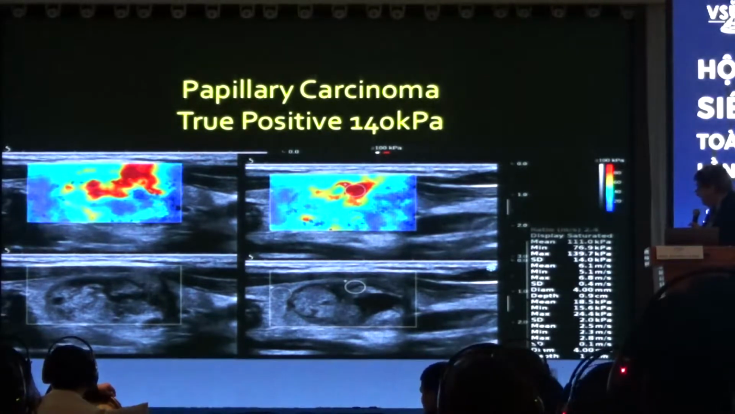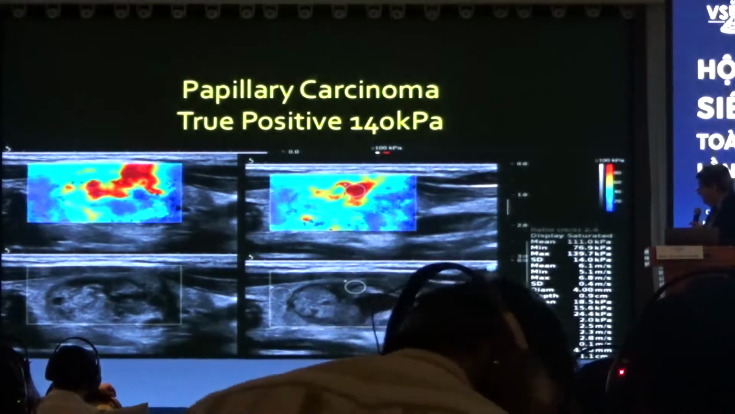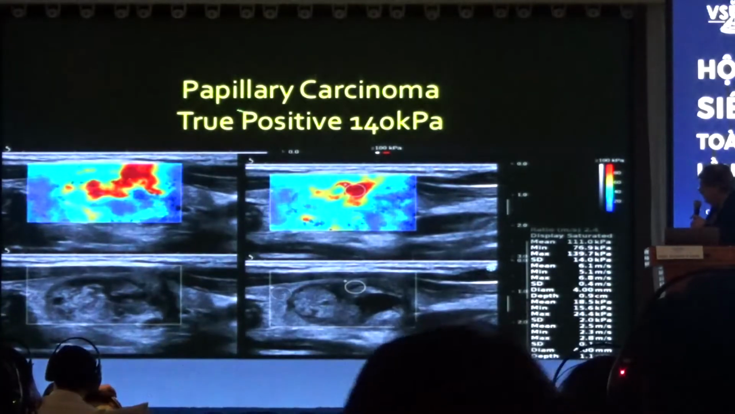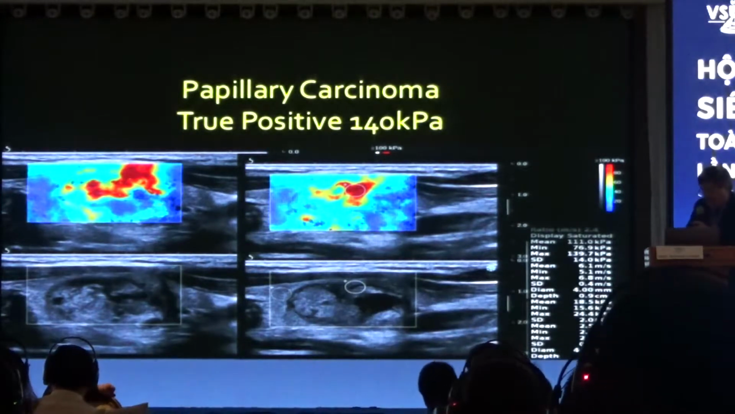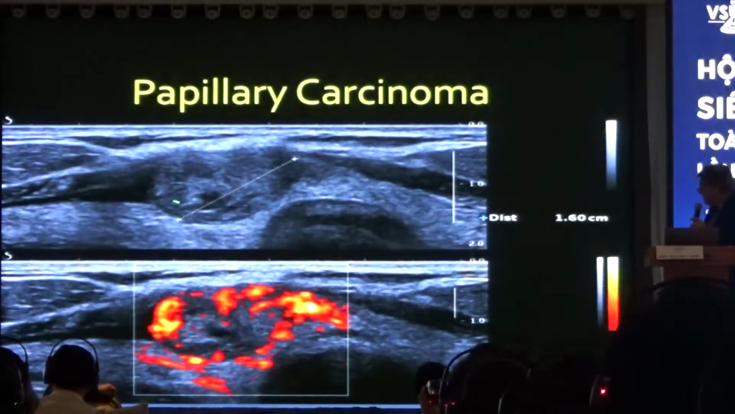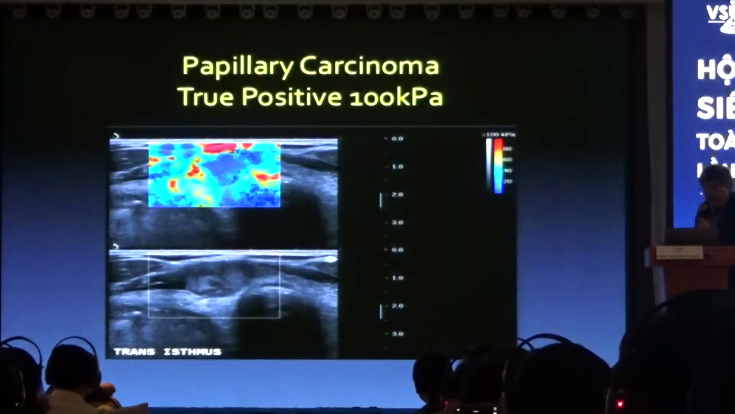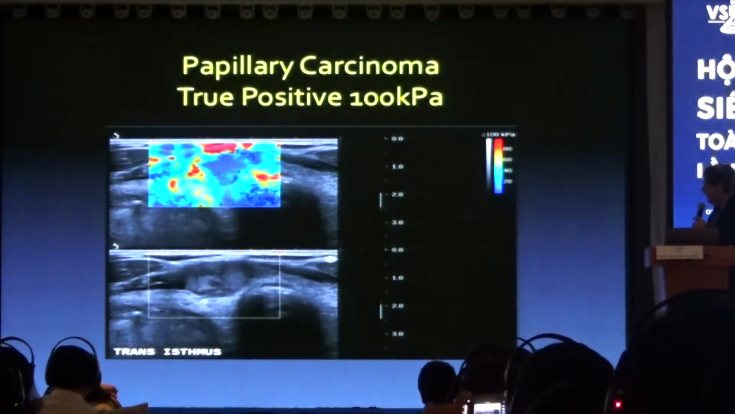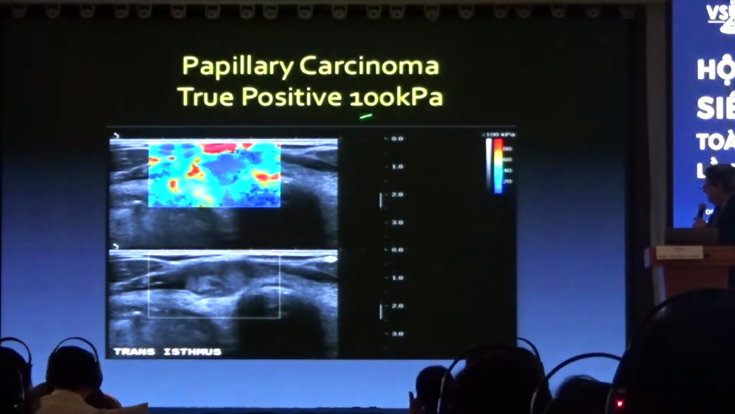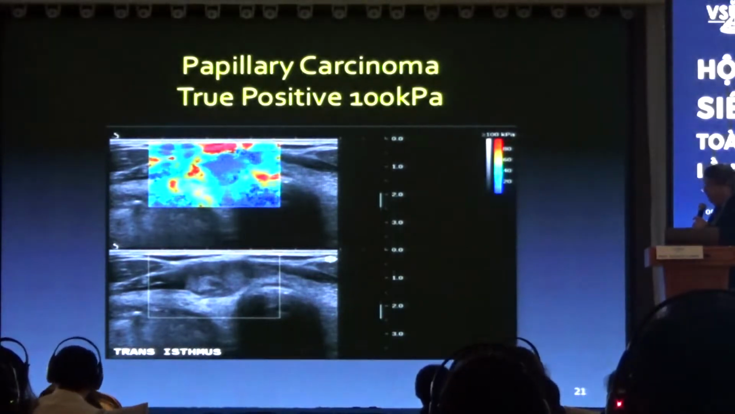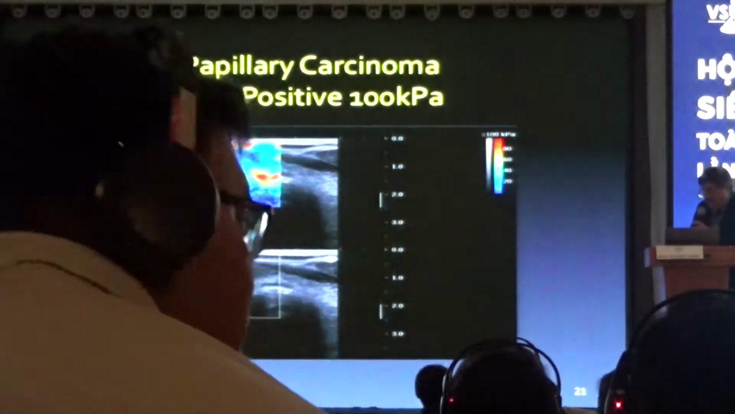And again, same thing here. You can see it's very heterogeneous. Always pick the stiffest area. And that was a true papillary cancer with stiffness value of 1.4 kPa. Another lesion, very vascular. There was a papillary cancer. And again, you can see the lesion is very heterogeneous, and it has 100 kilopascals in the red area. But again, notice how different the lesions are. So again, it's very important to do this under 2D.